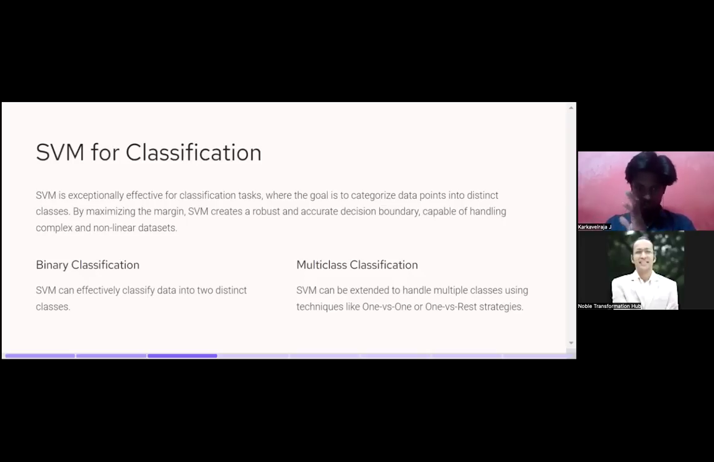Multi-class classification can be extended to handle multiple classes, using techniques like one versus one or one versus rest strategies. So we can use SVM for classifying two different classes or more than two distinct classes. That's it. This is what it's all about, SVM for classification.